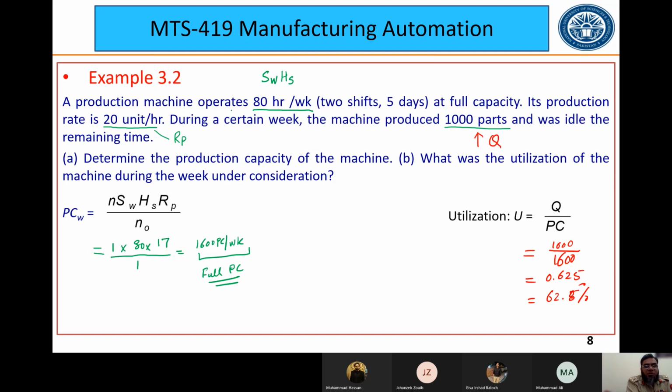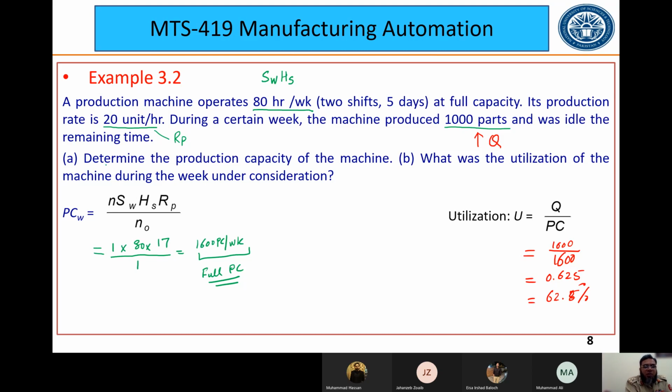So let us see that the production machine operates 80 hours a week. So these are actually the 2 shifts and 5 days. So 80 hours a week. So these SW are the number of shifts, we know this, and HS is the hours per shift. So it is working at a full capacity, 80 hours a week. Its production rate is 20 units per hour, which is given as RP. During a certain week, the machine produced 1000 parts. So it produced Q quantity of parts, which is 1000, and was idle for the remaining time.